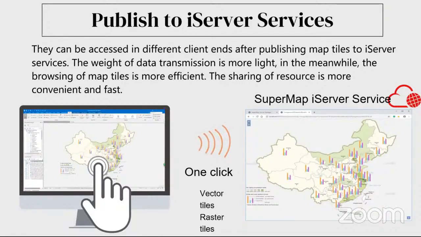So as we know, the map tiles can be published to iServer services, where the tiles can be accessed by different clients after we publish the map tiles into iServer services. Okay, so the weight of data transmission is much lighter while the browsing of the map tiles becomes much more efficient. So this resource sharing is also much more convenient and fast when you publish it into iServer.